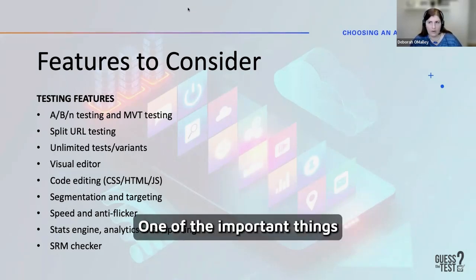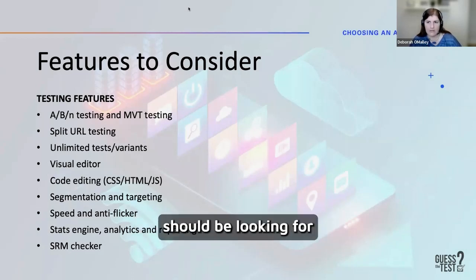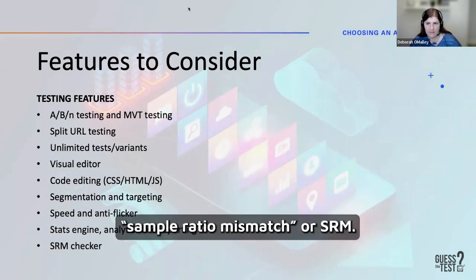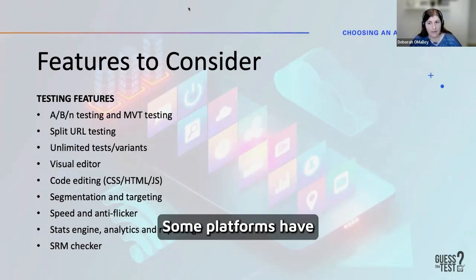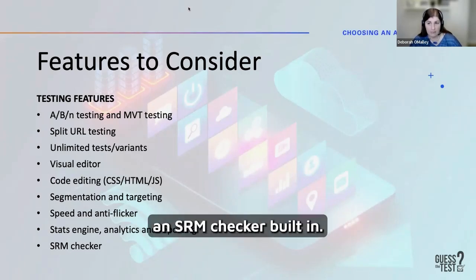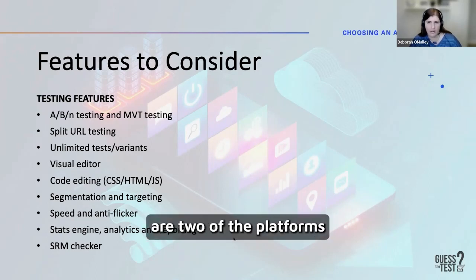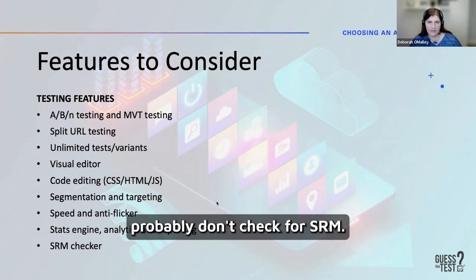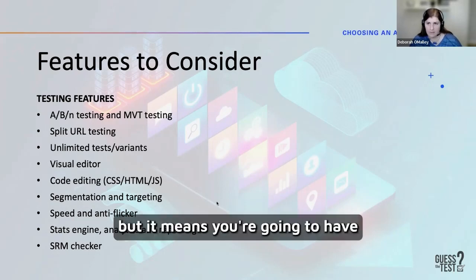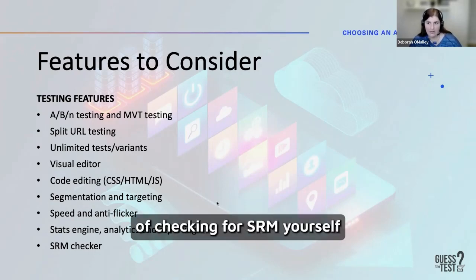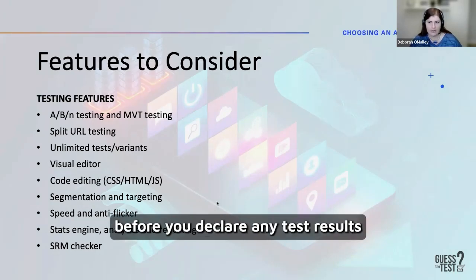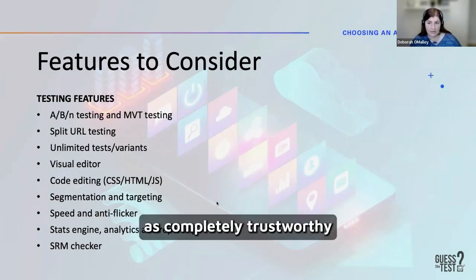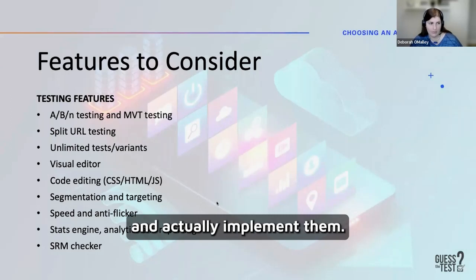One of the important things that experimenters should be looking for is something called sample ratio mismatch, or SRM. Some platforms have an SRM checker built in. I happen to know Convert and Chameleon are two of the platforms that have it built in. Other platforms probably don't check for SRM. Not a game changer, but it means you're going to have to take that extra step of checking for SRM yourself before you declare any test results as completely trustworthy and actually implement them.